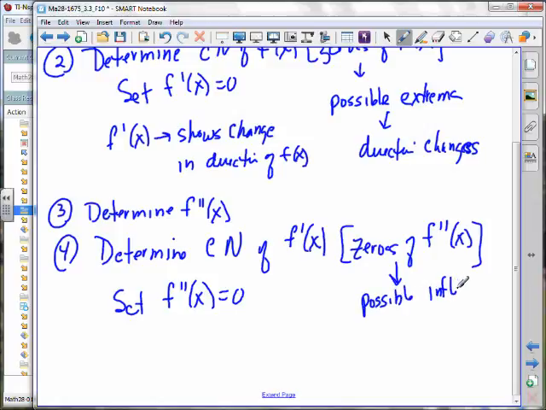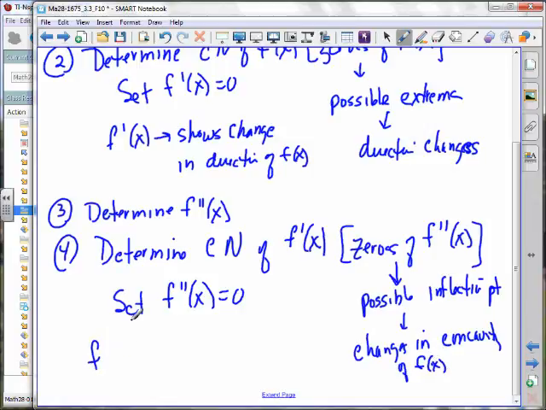Possible inflection points. And inflection points tell us changes in what? Concavity, yeah. Concavity of the first derivative of the function. So the second derivative shows change in concavity.